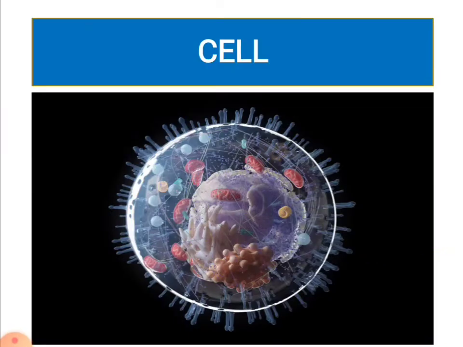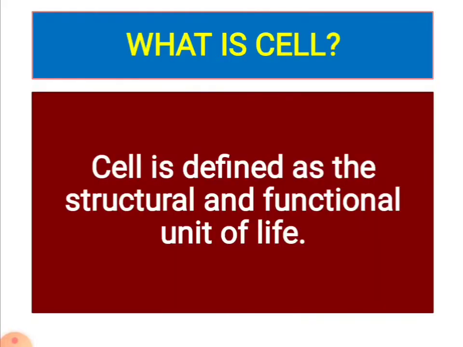As you know, our planet Earth is inhabited by different types of living organisms, some that look similar while some look very different from each other. Each of these organisms is made up of the basic structure and function of life, and that is called the cell. As you can see, this is the structure of the cell. So what is this cell?